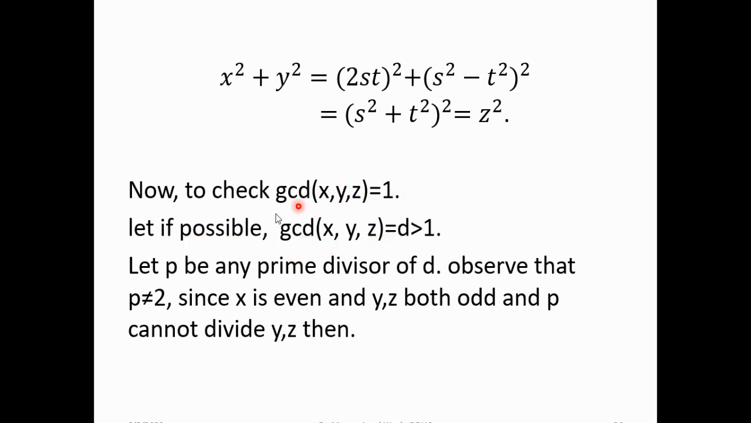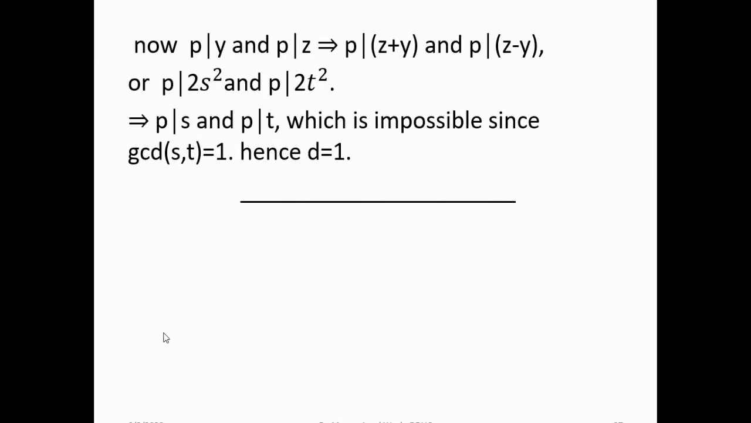Let, if possible, the GCD of these three, x, y, z, be d, which is greater than 1. Let p be any prime divisor of d. Observe that p is not equal to 2, since x is even and y and z are both odd, and p cannot divide y and z then. So p is not equal to 2.